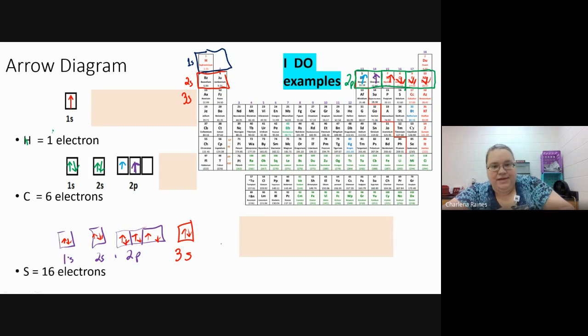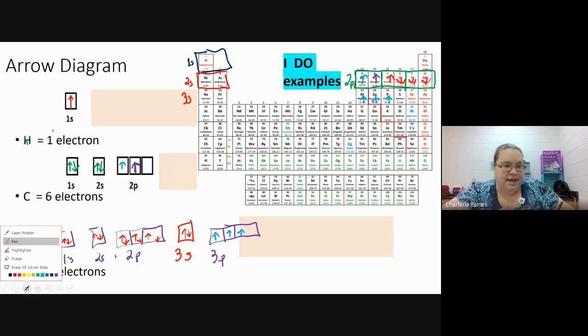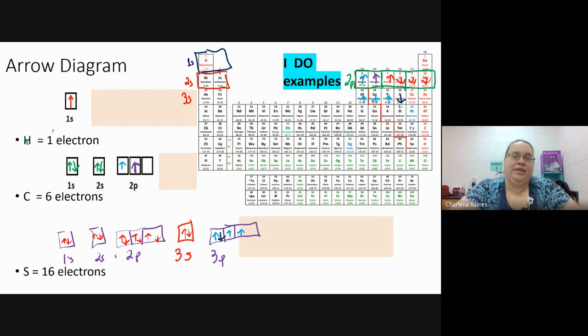Next comes 3p. P gets 3 boxes. If I count my arrows, I currently have 12 arrows. So arrow number 13 goes up, 14 goes up, 15 goes up. We're trying to do S, so I have no choice but to now pair up arrows for electron number 16. So it goes and pairs up with the first thing.